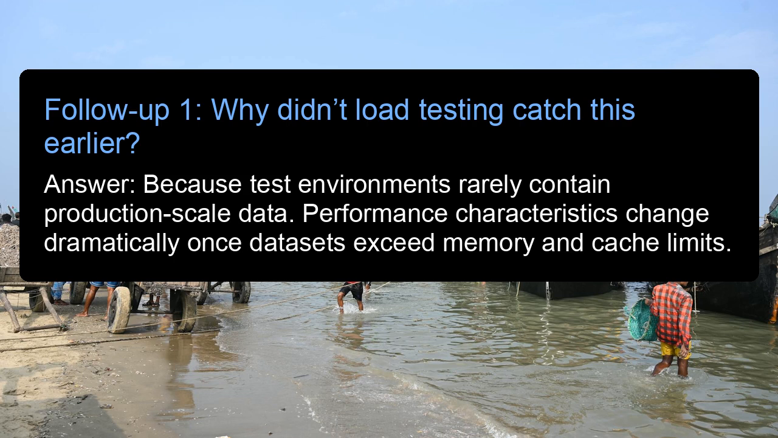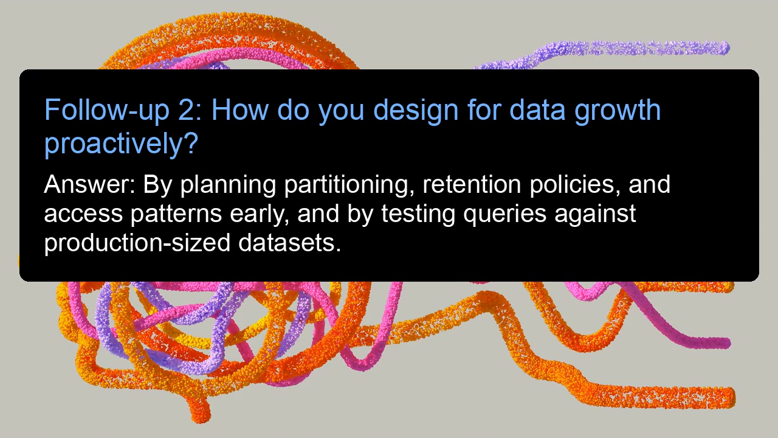Follow-up 1. Why didn't load testing catch this earlier? Answer: because test environments rarely contain production-scale data. Performance characteristics change dramatically once datasets exceed memory and cache limits. Follow-up 2. How do you design for data growth proactively? Answer: by planning partitioning, retention policies, and access patterns early, and by testing queries against production-sized datasets.